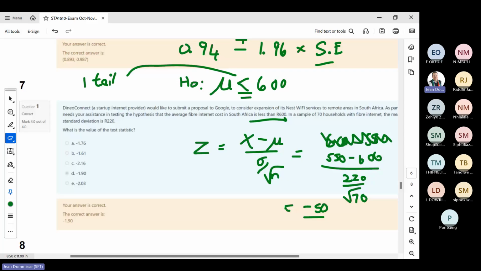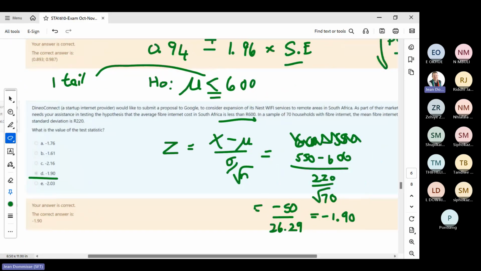1.90. So if I now, let me just quickly see, this was 26.29. Then I get my answer is minus 1.90. Okay, which is there. So what they could have asked you, and just be careful for that.